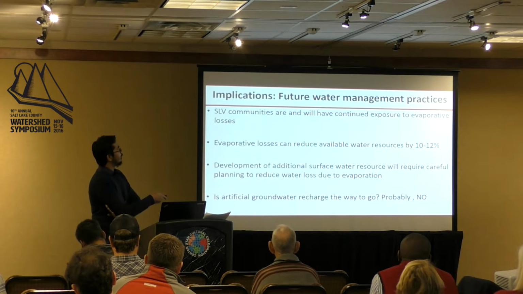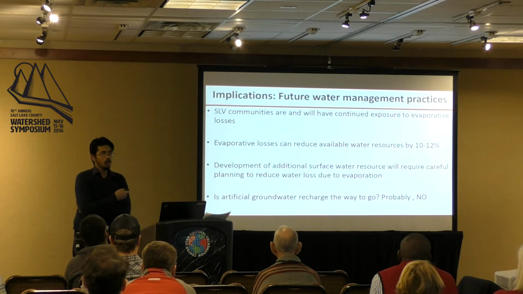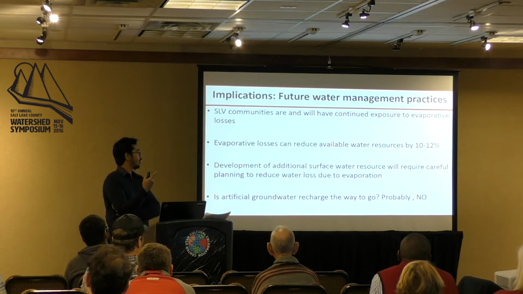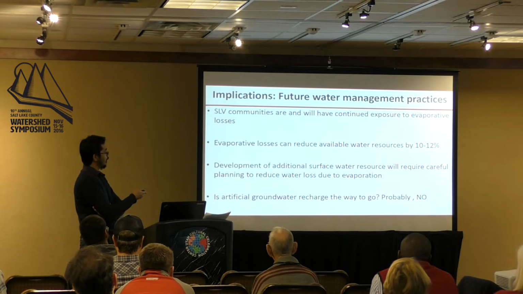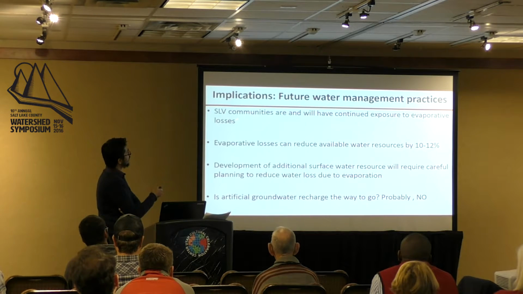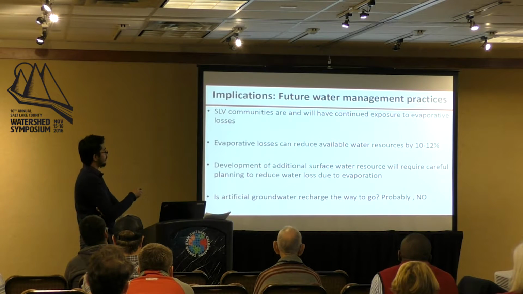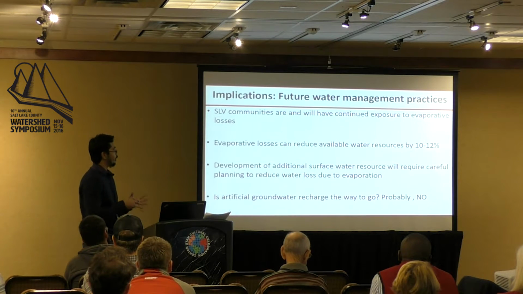So what implications do we have for future water management practices? The population is going to increase, and it's going to double in the next 40 years. Most of the climate models predict that by 2050, the average summer temperature will increase by 1 to 3 degrees Celsius in this region. So Salt Lake communities will have continued exposure to evaporative losses. In future, evaporative losses can almost be up to 10 to 12% of the total water resources that we have.